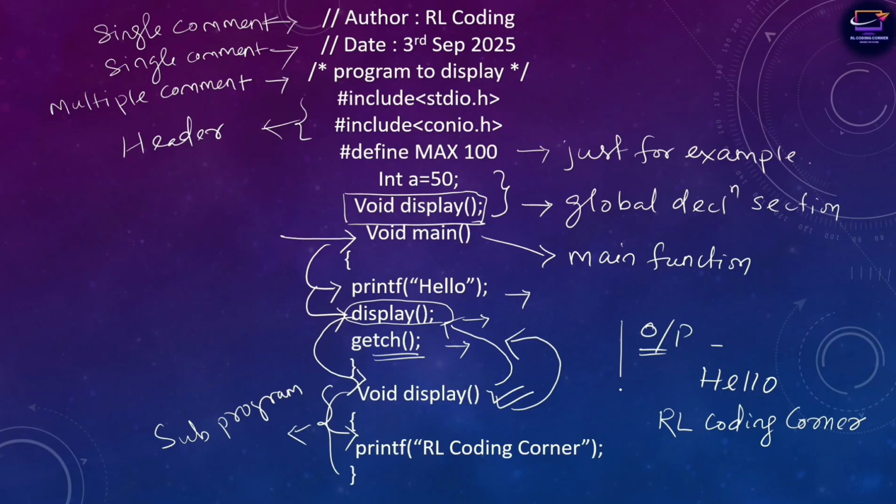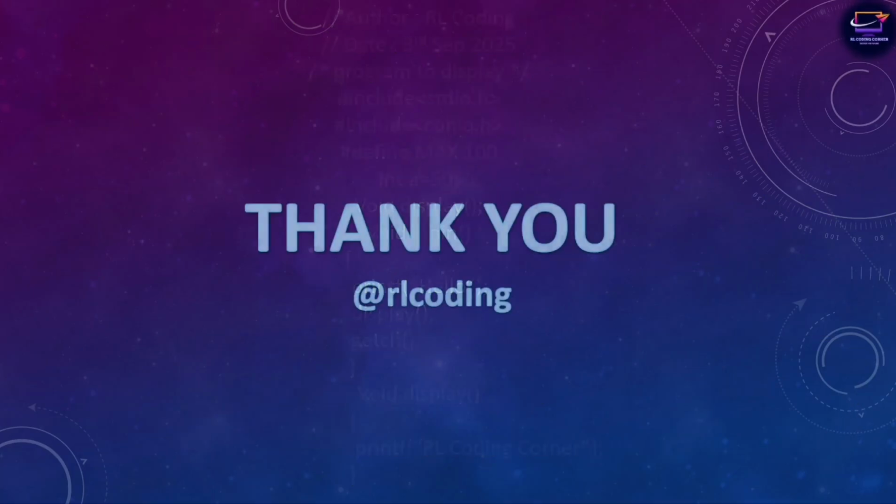Hello, then RL coding corner. Right, okay, so this is the structure of a C program. In the next video we are going to discuss the compilation process, how the program is converted into object code and then executable code. Right, thank you.